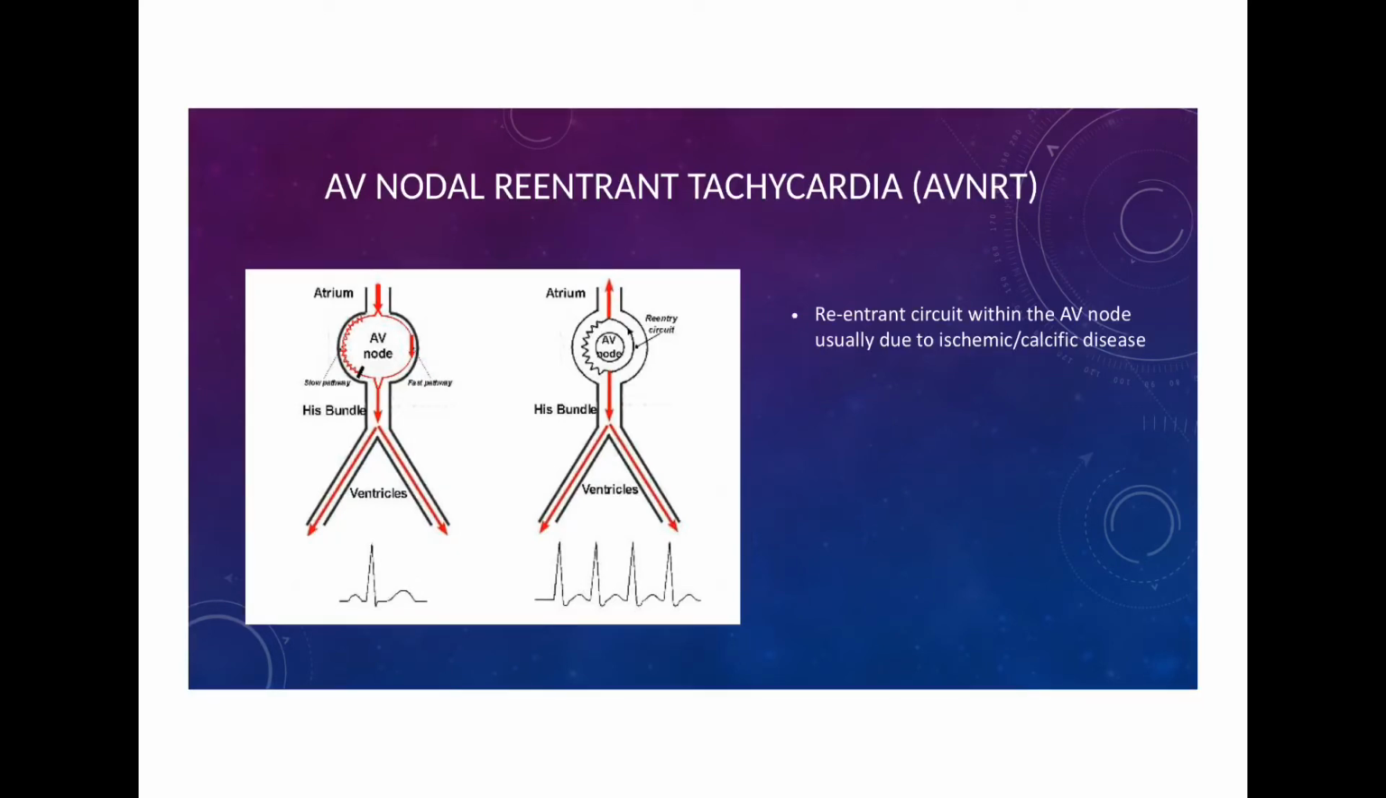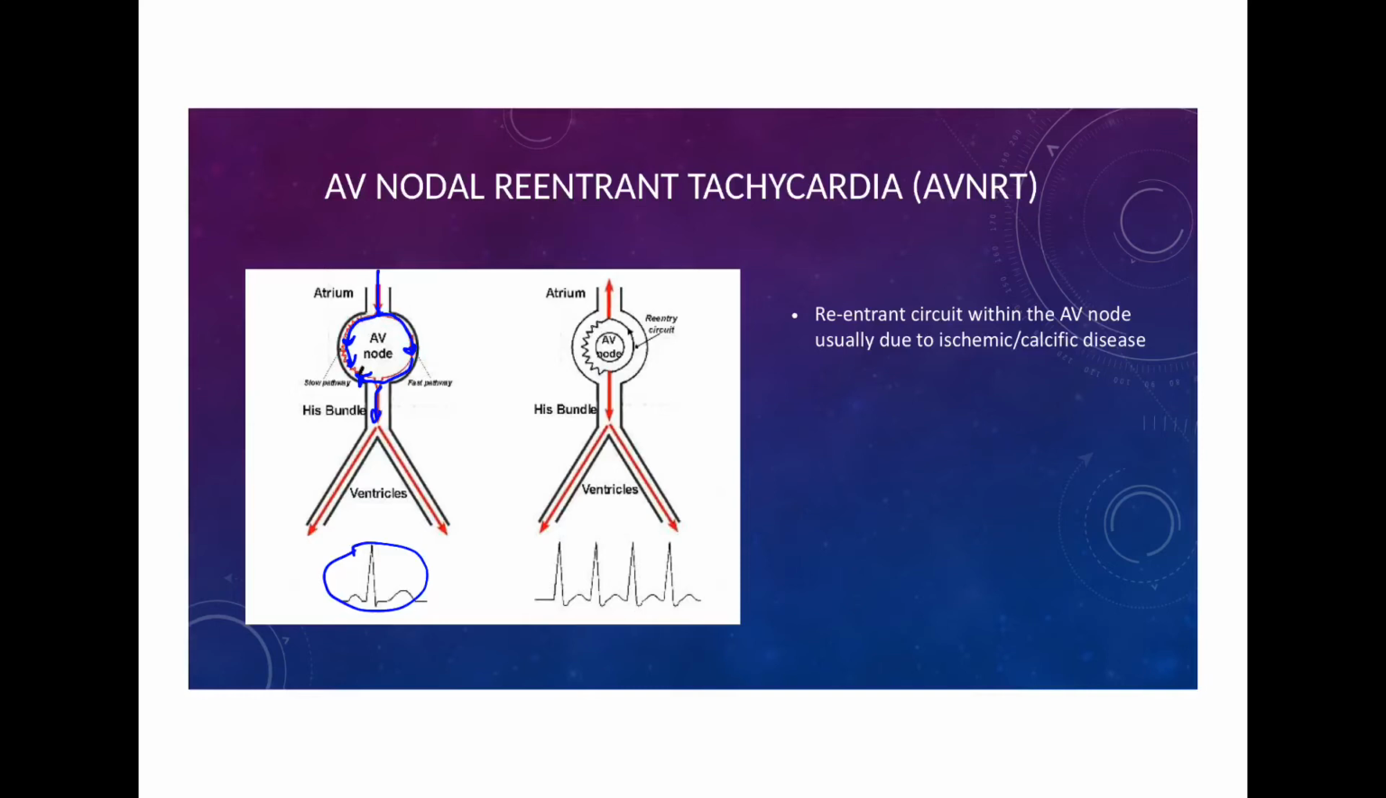AV nodal reentrant tachycardia is an interesting phenomenon. It occurs when there's 2 different pathways inside the AV node. There's a fast pathway and a slow pathway. Normally when a sinus node impulse comes down, it gets conducted through both these pathways at the same time, but the fast pathway loops around and blocks off the impulse coming down the slow pathway, and only one gets down into the ventricles. So the ECG looks pretty normal, even with the fast and slow pathway present.